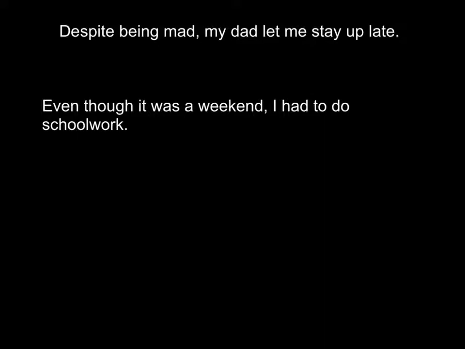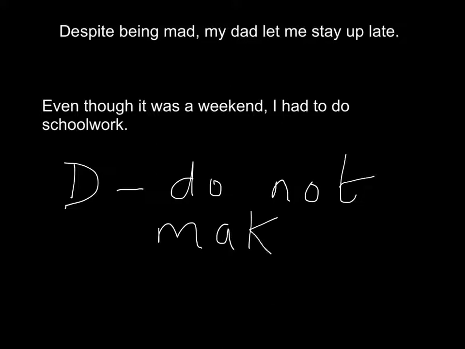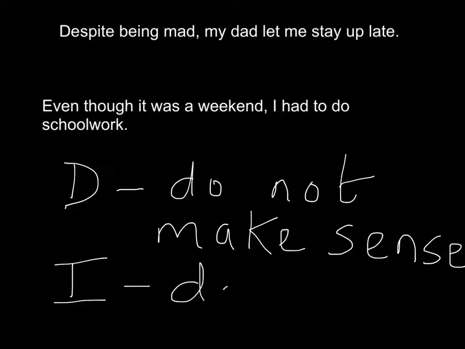Right, I've given you 30 seconds now. Hopefully in these two sentences you were able to identify the dependent and the independent clauses. If we think back, dependent clauses do not make sense by themselves. On the other hand, independent clauses do. So, despite being mad, my dad let me stay up late. Despite being mad is most clearly dependent. Despite being mad starts with a subordinate conjunction and has my dad let me stay up late as the independent clause, the bit that makes sense by itself. Dependent, independent.